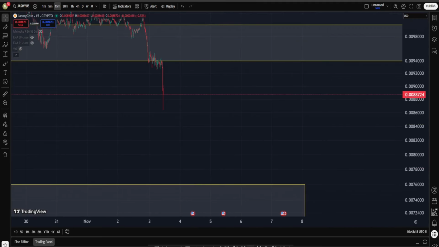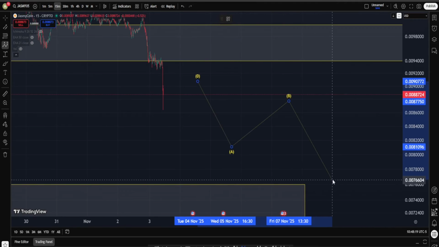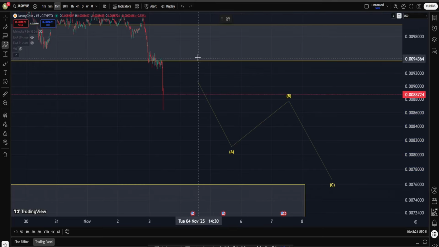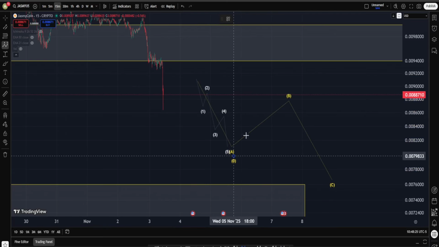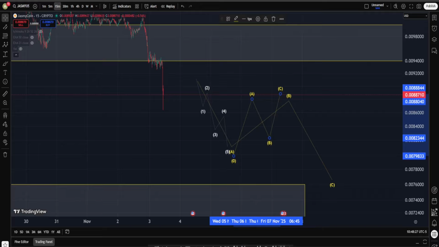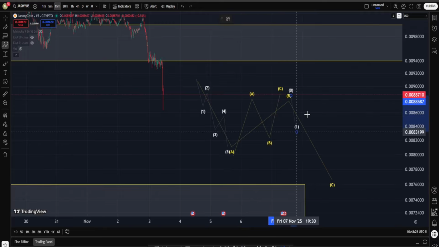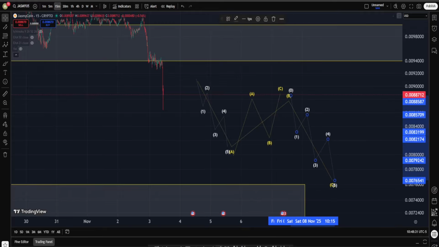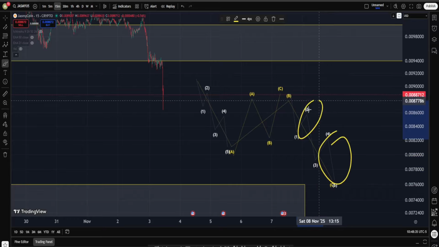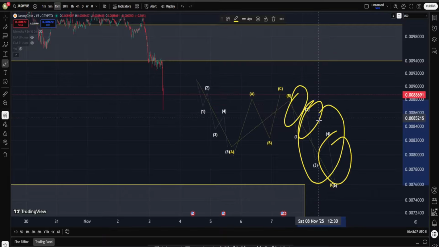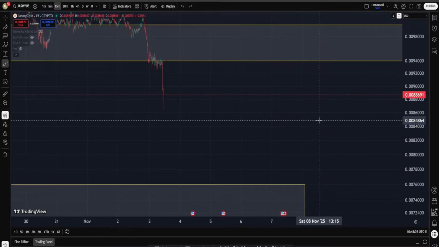Now, in a zigzag, in terms of the sub waves, we're gonna have 1, 2, 3, 4, 5 into A, correction for wave B. Let's consider an ABC in here, doesn't really matter honestly. And then 1, 2, 3, 4, 5 into C, and also inside of our wave 1, 3, and 5, right around this area, we should also have 5 waves on the downside.